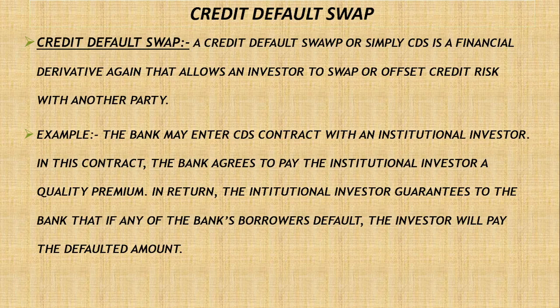In this contract, the bank agrees to pay the institutional investor a quarterly premium. In return, the institutional investor guarantees to the bank that if any of the bank's borrowers default, the investor will pay the defaulted amount to the bank.